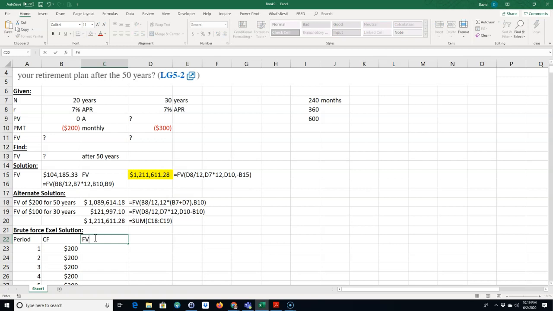So we want the future value of each cash flow. So we know the future value. I'm going to go equals future value. And the rate is going to be this. I'm going to F4 this because I always want it to point to that, right? So after I do that, I'm going to hit F4. We try it again. Is equal to this. F4.